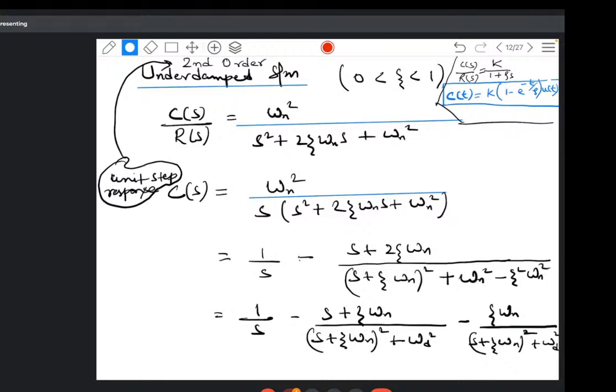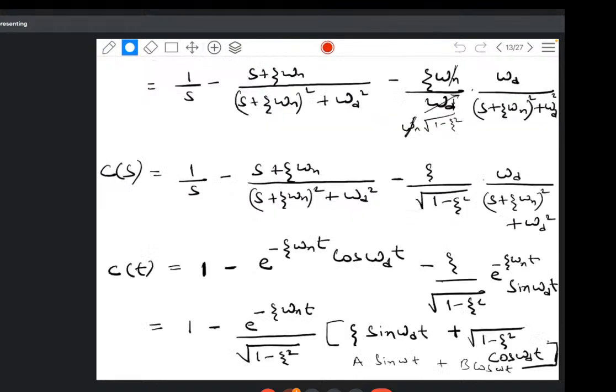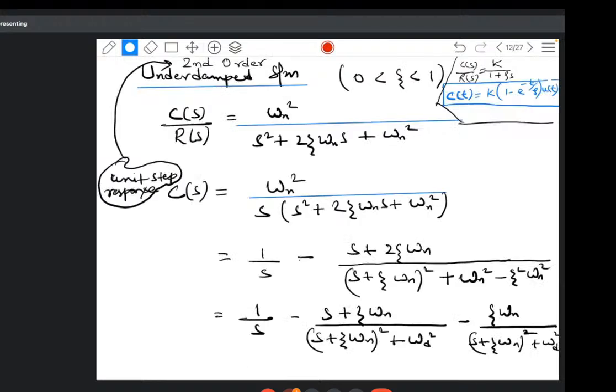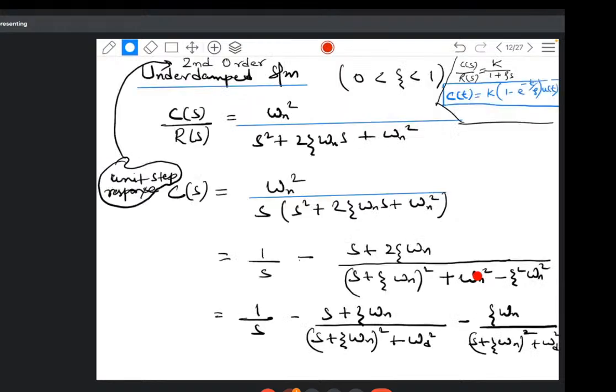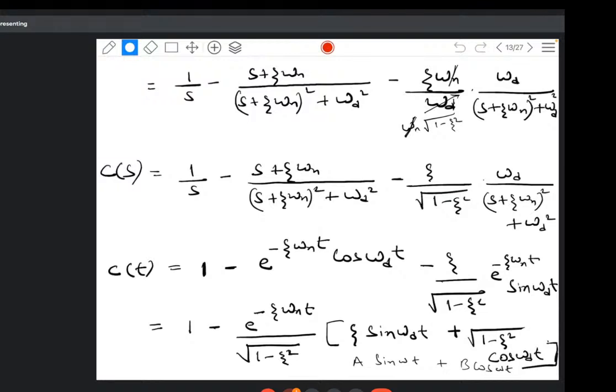Derivation is not at all important. If you want, I can derive it, but it is not necessary, though you can still see how it is derived. So C(s) equals 1 by s, this part, and here I have taken this part common: omega n square into 1 minus zeta square. I know that omega n square into 1 minus zeta square is omega d square. So this part I am taking as s plus zeta omega n whole square plus omega d square.